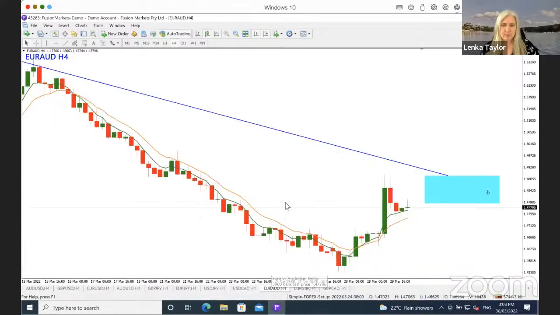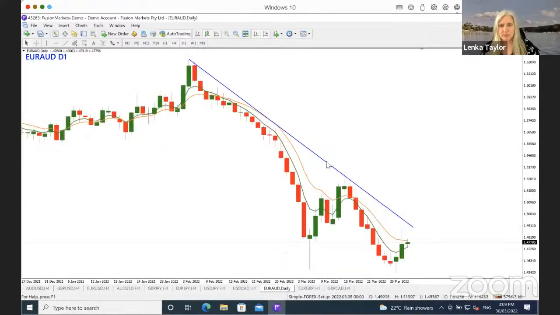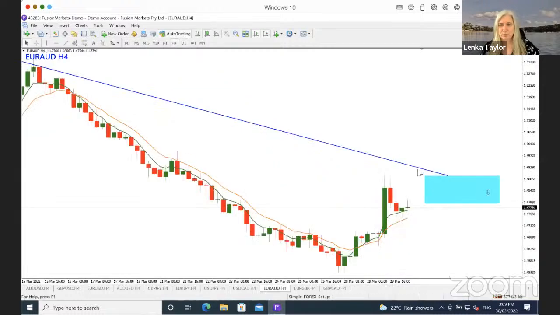Next currency pair I'm looking at is Euro AUD. This one is still in a downtrend. So even though we do have that little pullback coming up, I'm still looking at a short position at the top. So if there is anything near the trend line or just some sideways movement with a reversal to the downside, then looking for short on this currency pair.